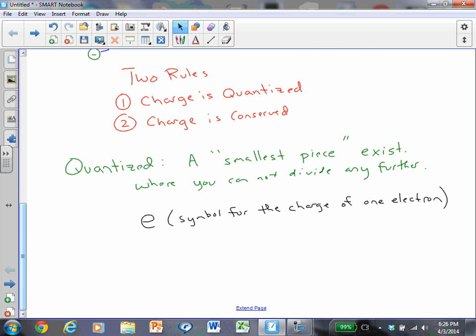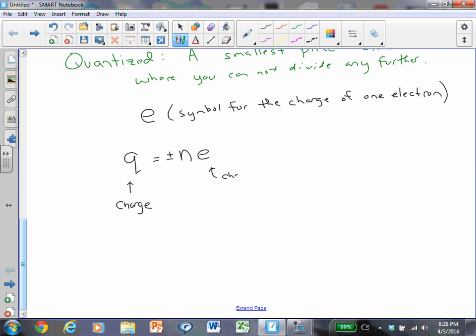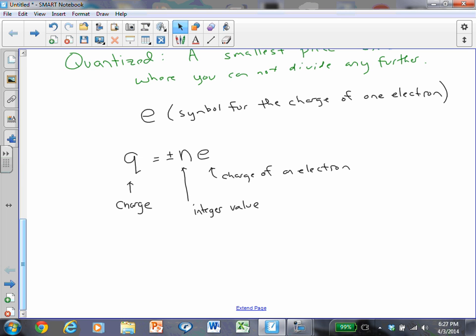So we write this rule where the overall charge, which we call Q, equals plus or minus n times E, where E is the charge of an electron, and n is an integer value. 1, 2, 3, 10 billion. Okay?